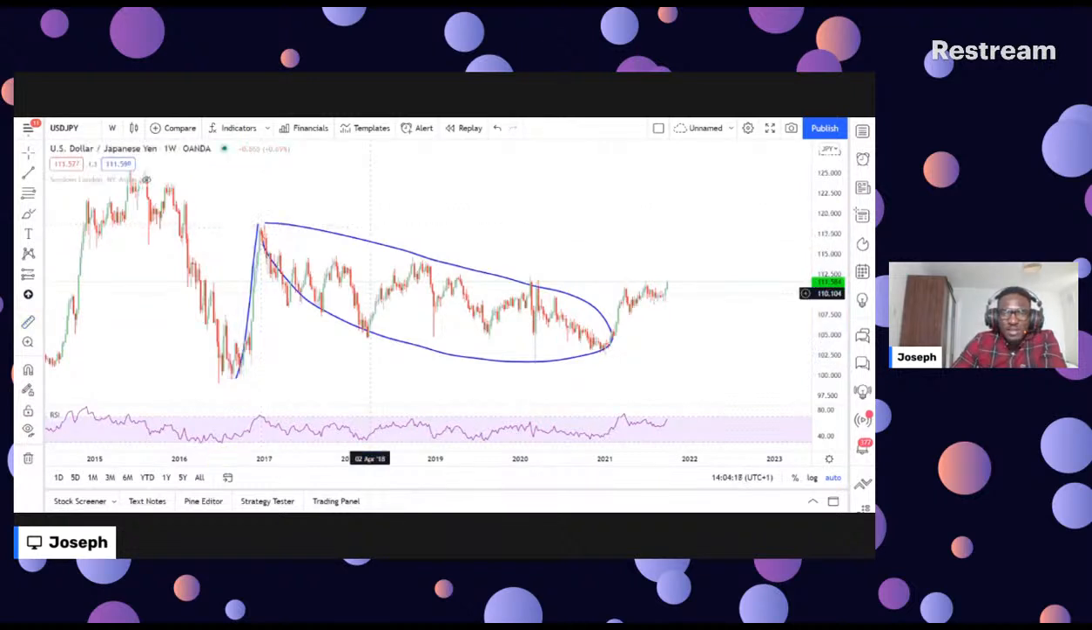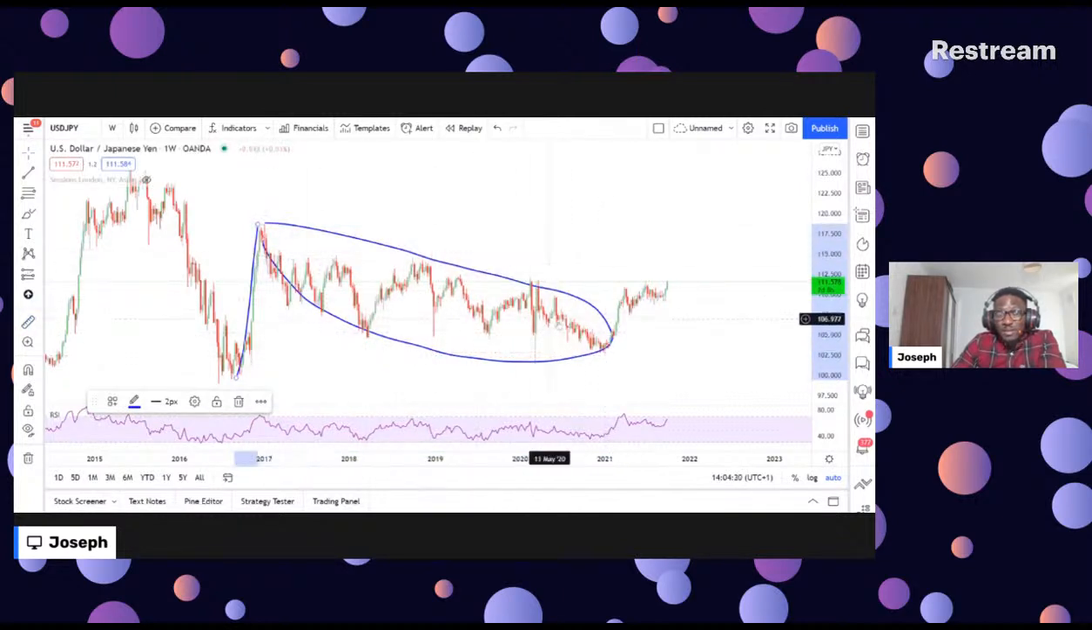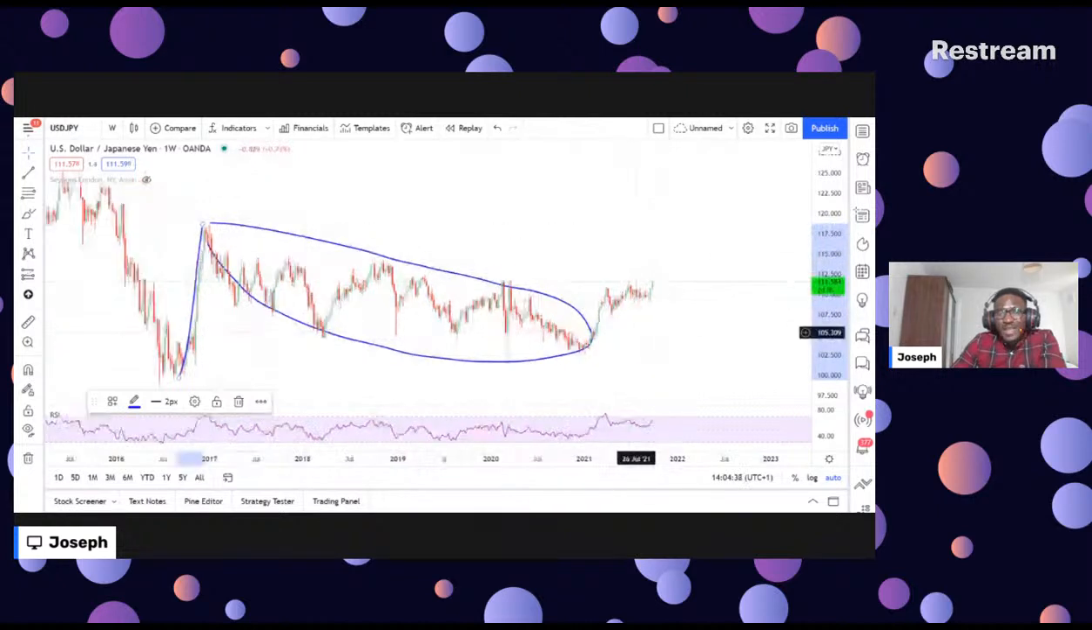140 days, which is less than half a year, and this correction lasted the best part of 5 years. This took less than half a year. This lasted 5 years, and it tells you there's something very, very strong. If this starts going up, which it's likely going to do, I don't think this structure is going to stop it.